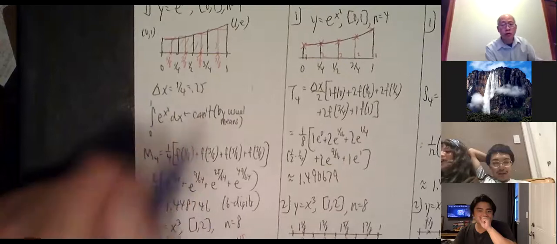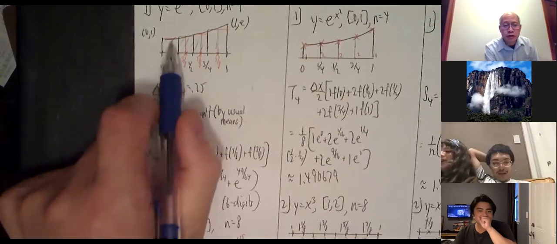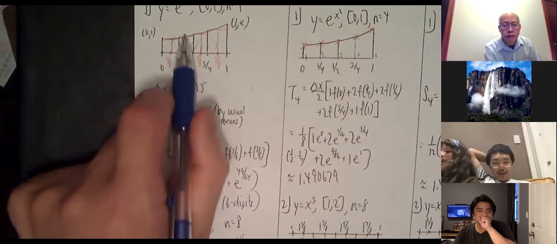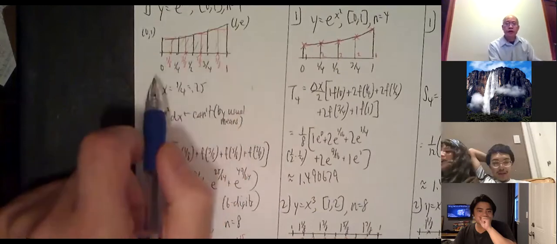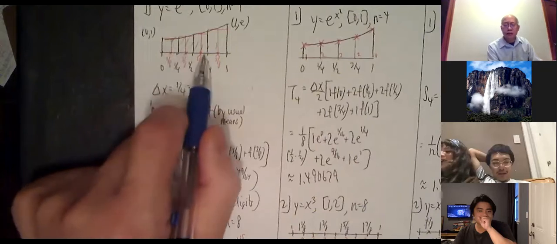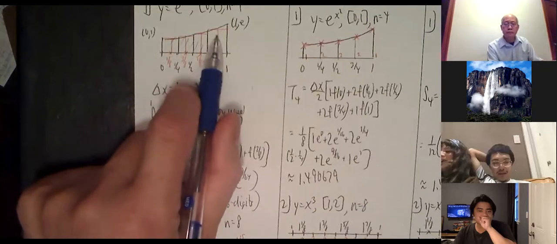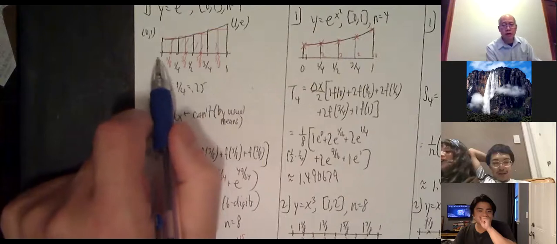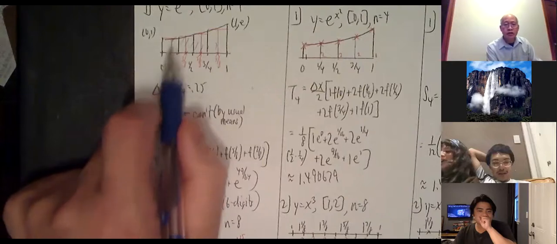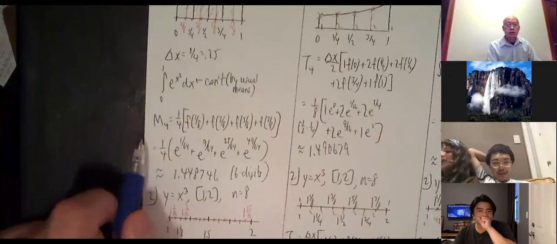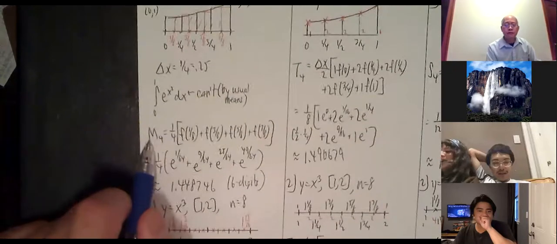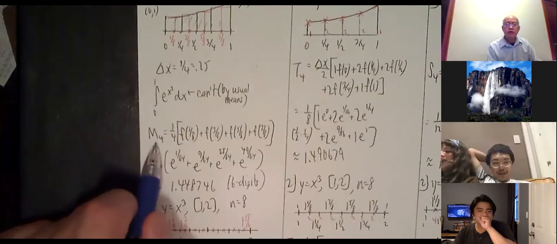Okay, so now in Calc 1, you probably did something like this. Go straight up, draw a rectangle. Straight up, draw a rectangle. Straight up, draw a rectangle. Straight up, draw a rectangle. And then you go base times height, base times height, base times height, base times height. Well, all the bases are the same. They're all 1/4. And then the heights are just the function values at the midpoints. So the notation is M4. M stands for midpoint, and 4 is the number of pieces you're chopping the picture up into.